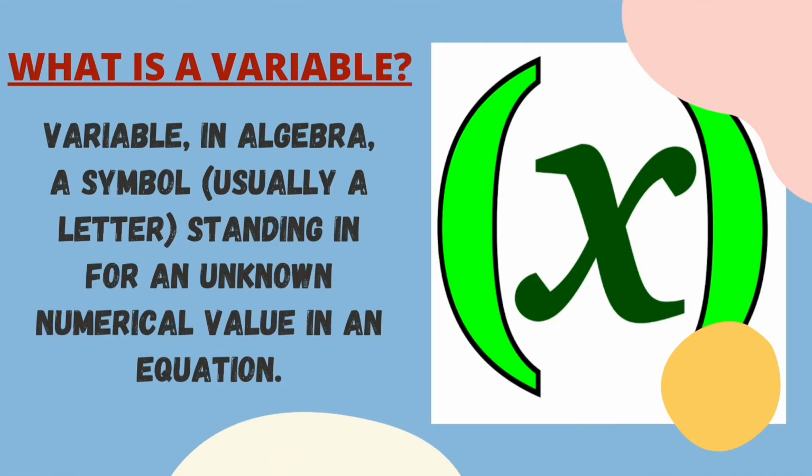A variable, in algebra, is a symbol, usually a letter, standing in for an unknown numerical value in an equation. Also in mathematics, a variable is a symbol which works as a placeholder for expressions or quantities that may vary or change. It is a placeholder because it caters to a specific representation. In continuation, a variable is often used to represent the argument of a function or an arbitrary element of a set.